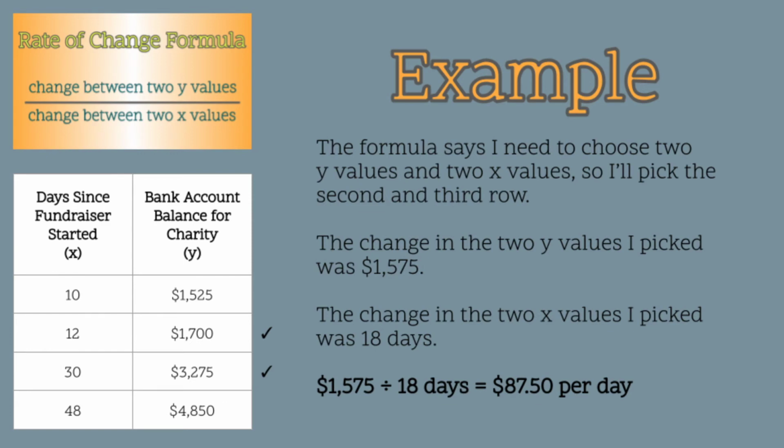The change between the two y values, the difference between $1,700 and $3,275, the difference between those two numbers is $1,575. Remember, to find the change between two numbers, just subtract them. The difference between the x values I chose, 12 and 30, the difference is 18 days. So the rate of change here is $1,575 divided by 18 days. That works out to $87.50 per day.